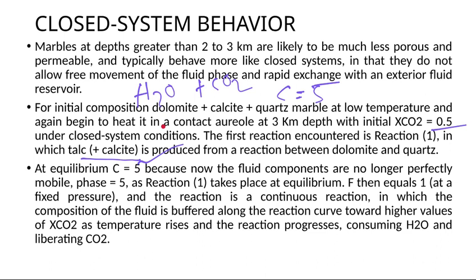Earlier C was 3, because now the fluid components are no longer perfectly mobile. Phase 5, reaction 1 takes place at equilibrium, F then equals 1 at a fixed pressure, and the reaction is a continuous reaction in which the composition of the fluid is buffered along the reaction curve toward higher values of XCO2 as temperature increases. So that's the thing.